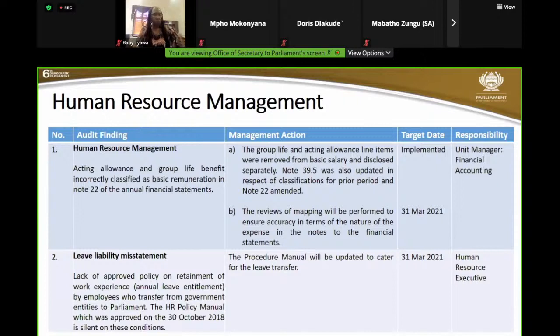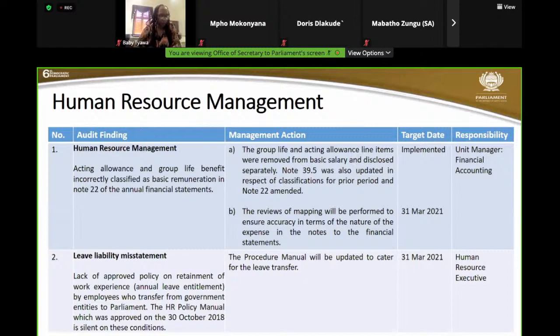On human resources, there were two issues. The first one dealt with a disclosure issue where, in terms of our disclosure, we included the acting allowances and group life benefits incorrectly as basic remuneration. That was addressed during the audit in the relevant notes. And over and above that, we will make sure this year that when the financial statements are prepared before submission, we relook at those mappings.